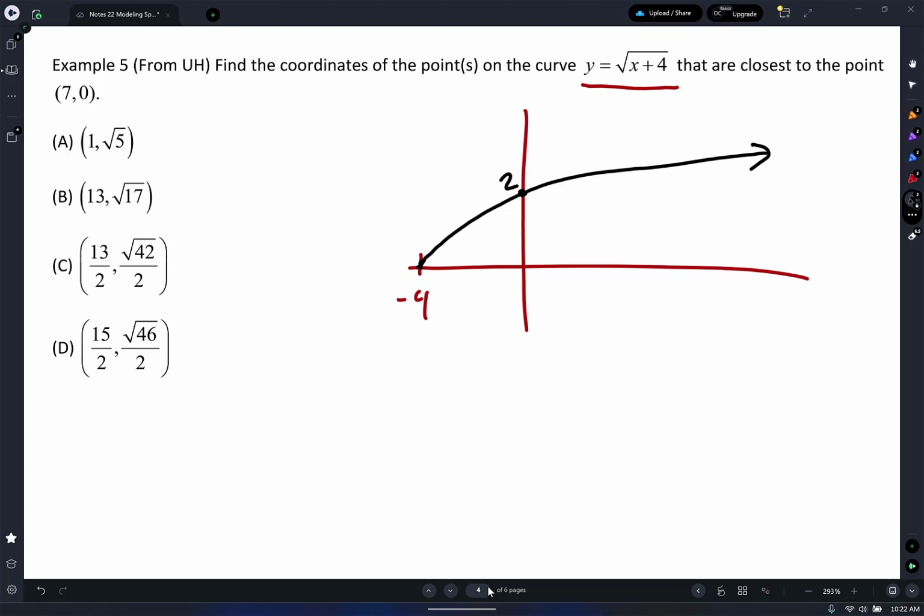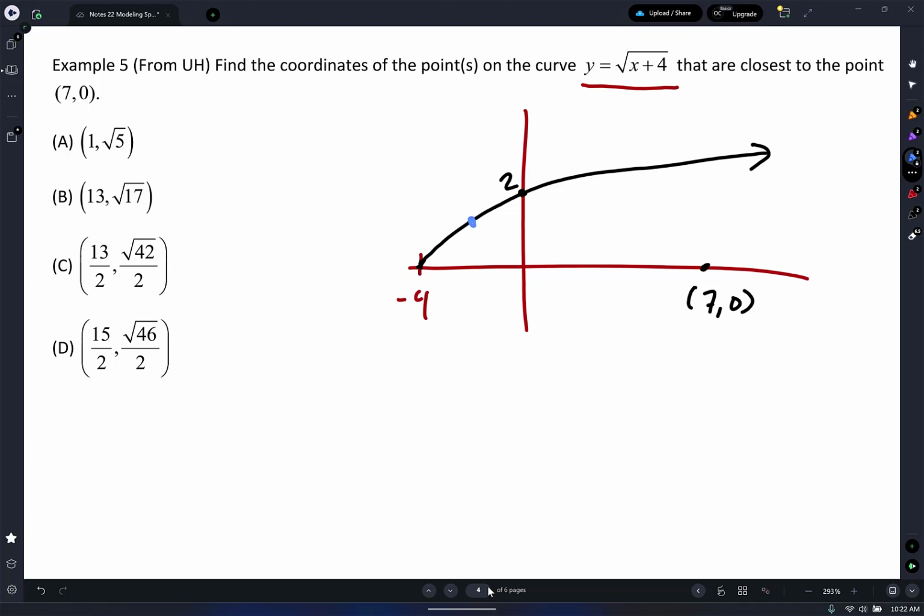Cool or not cool? All right. Look what it says. Find the coordinates of the points on the curve. So I want a point on this curve that is closest to the point (7, 0). I'm just going to say (7, 0) is over here, not to scale. So what is it asking of me? Is the point over here? I'm just making this up.